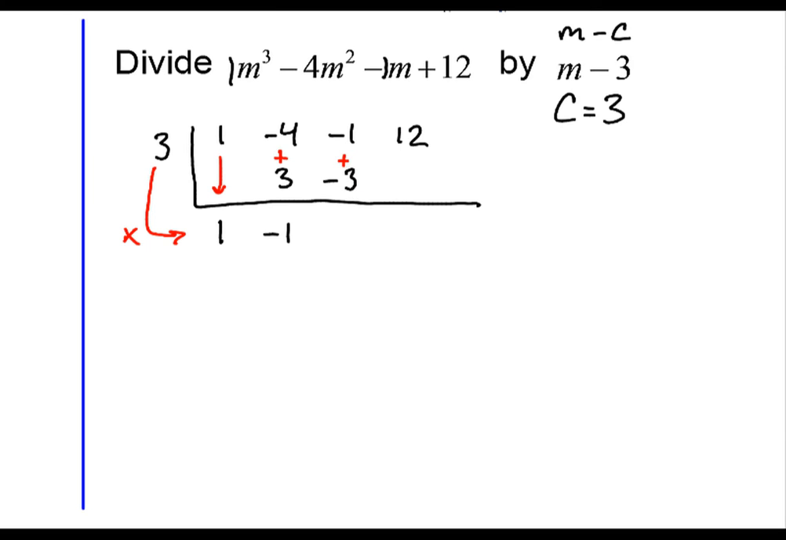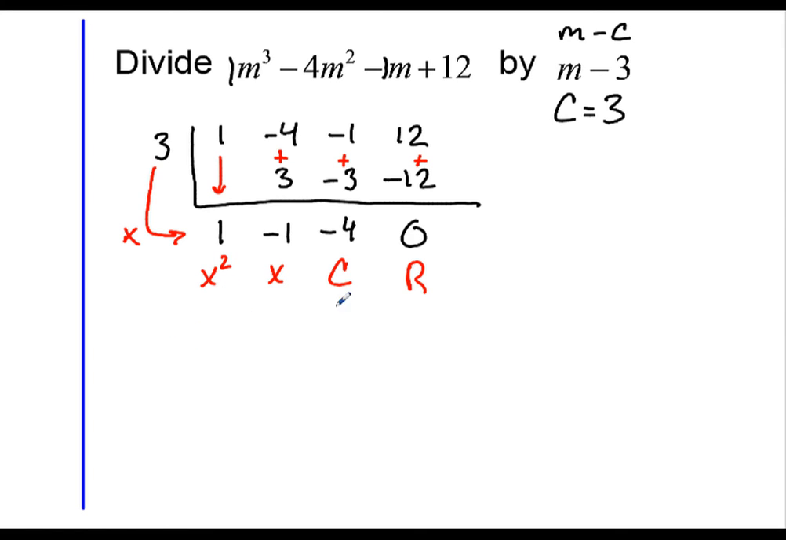Don't forget to add down. Negative 1 plus negative 3 is negative 4. 3 times negative 4 is negative 12. And we add down, and we end up with a remainder of 0. So my answer here, since there are no remainders, the negative 4 is the constant. The negative 1 is the x, and the 1 is the x squared coefficient.